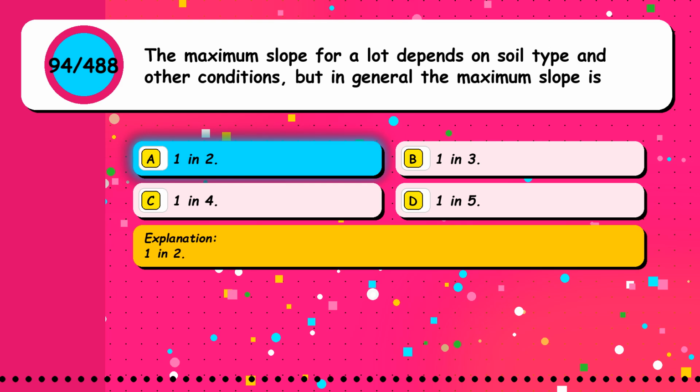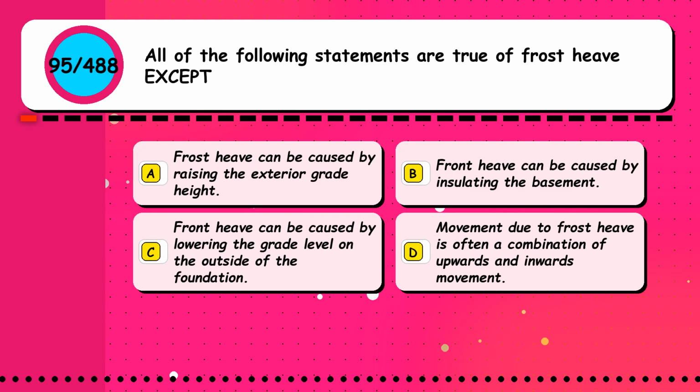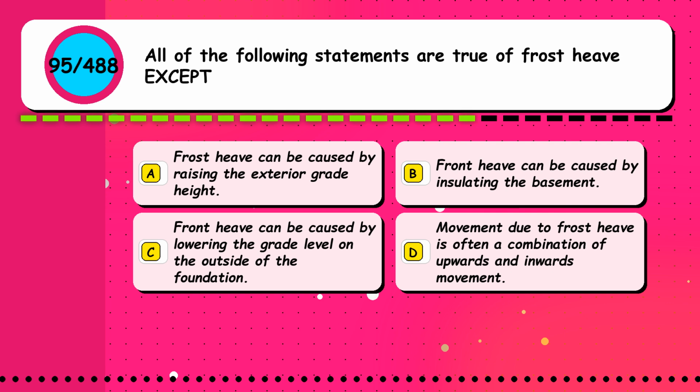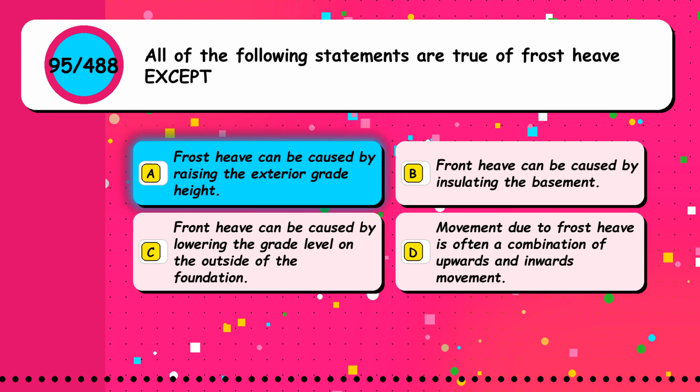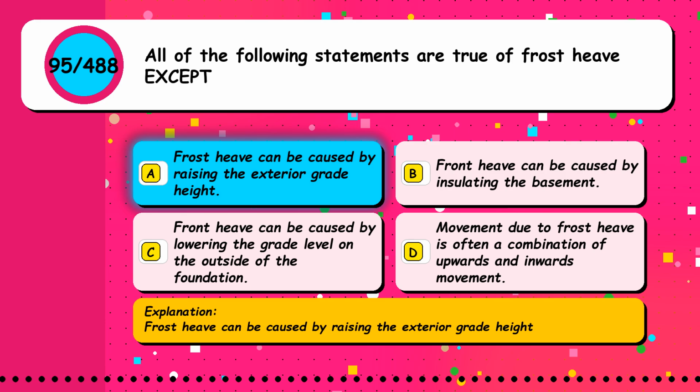Question 95. All of the following statements are true of frost heave except: Option A, frost heave can be caused by raising the exterior grade height. Option B, frost heave can be caused by insulating the basement. Option C, frost heave can be caused by lowering the grade level on the outside of the foundation. Option D, movement due to frost heave is often a combination of upwards and inwards movement. The correct answer is option A, frost heave can be caused by raising the exterior grade height.